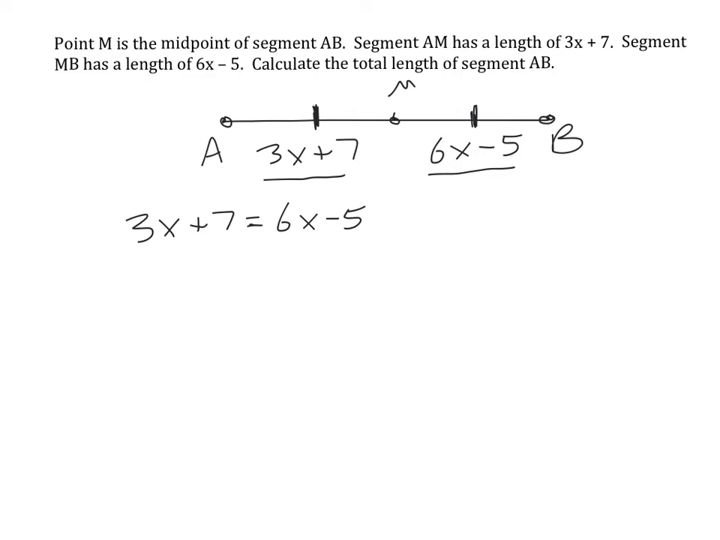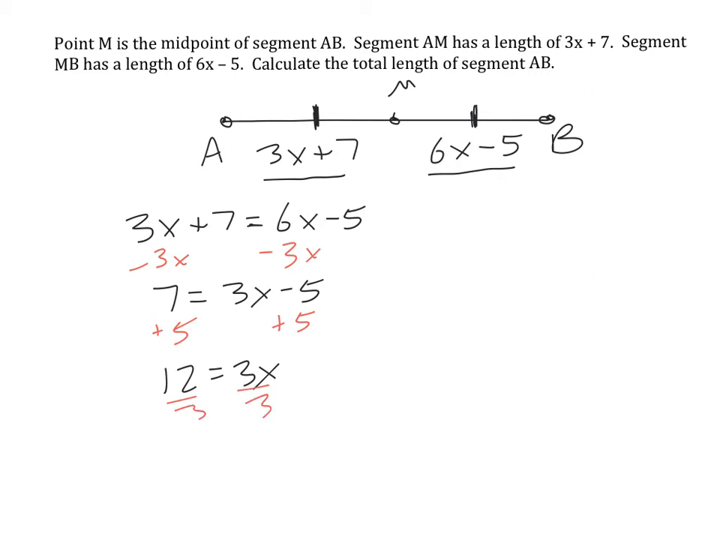So if we subtract 3x from each side to start, we're going to have 7 equals 3x minus 5. And then if we add 5 to each side, we will get 12 equals 3x. We can divide each side by 3, and we can get x equals 4. Now this is not the final answer. This tells us what x is. We want to find the total length of the segment.